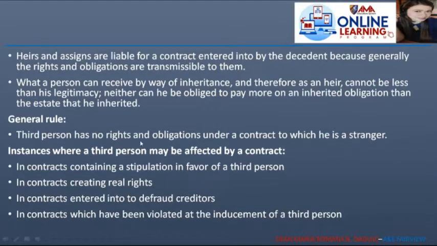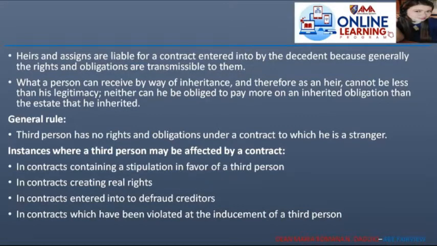Third person has no rights and obligations under a contract to which he is a stranger. Si A and B may contract. Si C, third person. Hindi naman siya kasama doon sa contract ni A and B, stranger siya doon. So, wala siyang rights and obligation under that contract. Okay? Kailan siya merong pakialam or kailan siya magiging involved no doon sa contract na stranger siya nung una.